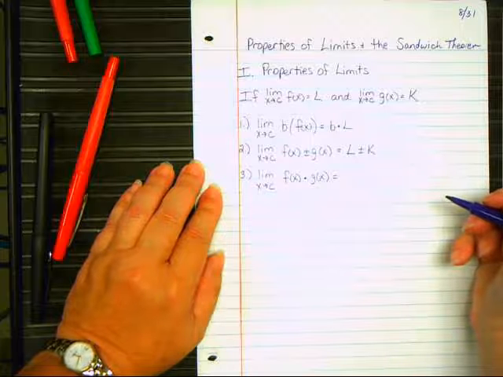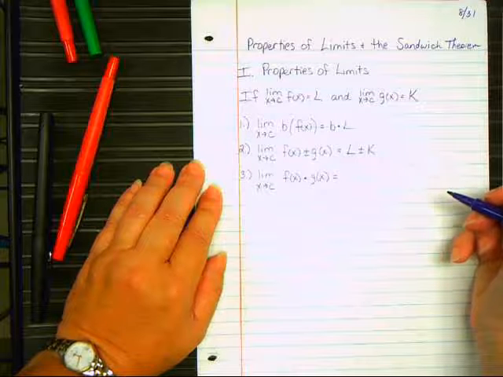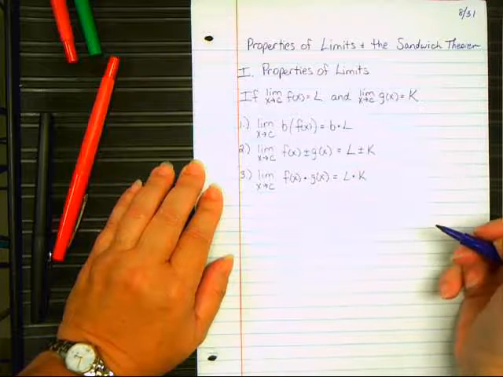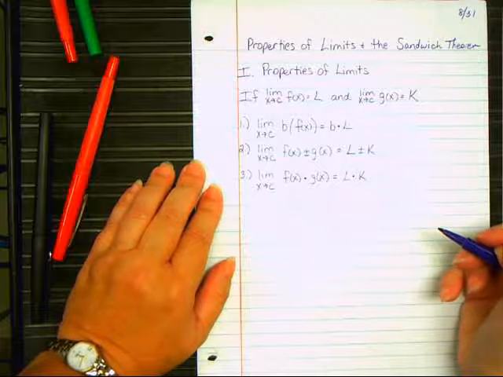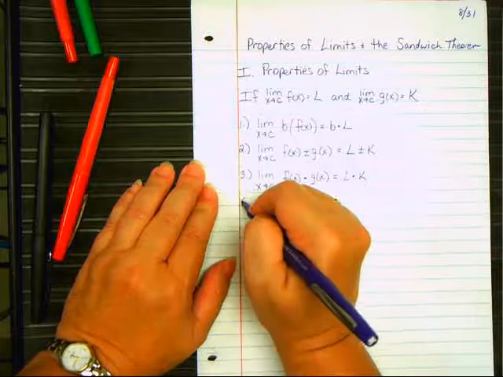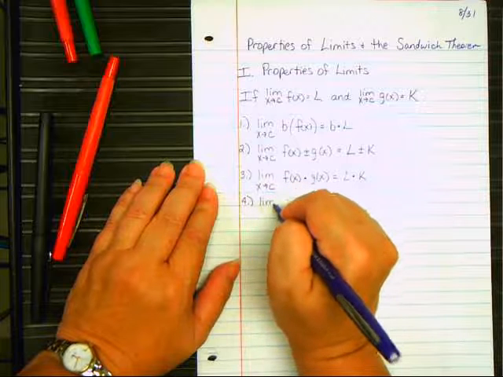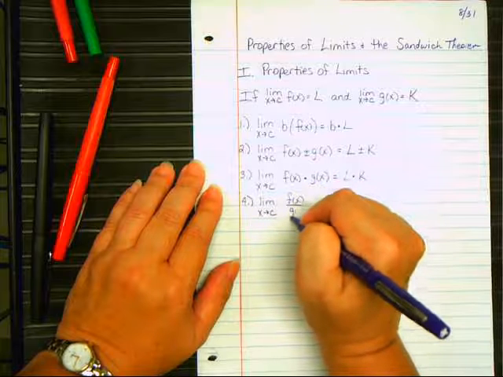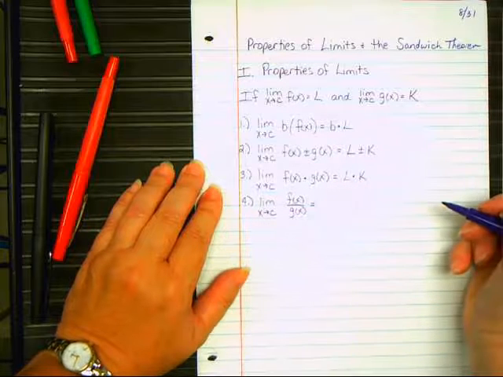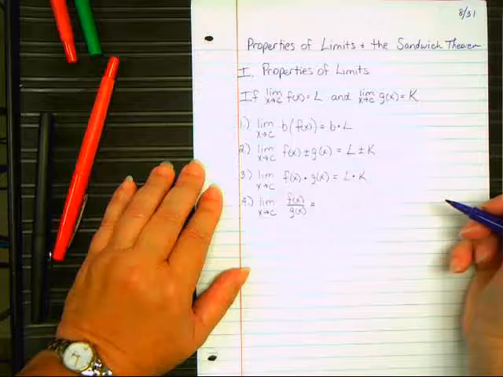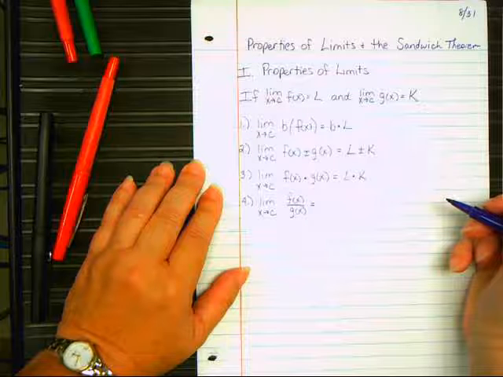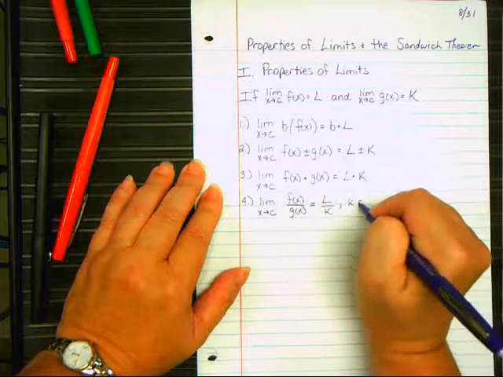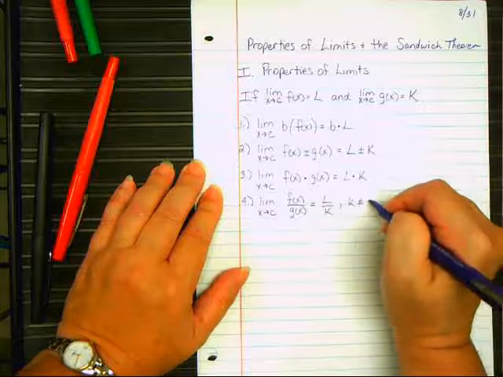What do you think the right side's going to say? L times K, exactly. If you multiply the functions, you multiply the limits. Number 4. The limit as x approaches c of f of x divided by g of x is L divided by K, as long as K does not equal what number? 0. Very good.